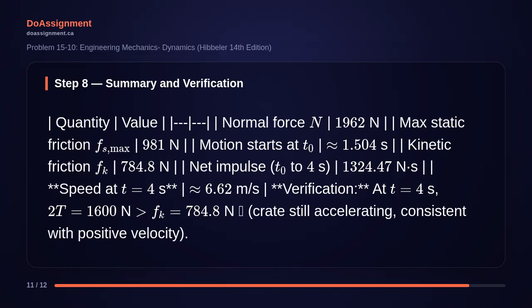As a quick check, at t equals 4 seconds, the net pulling force of 1600 newtons far exceeds kinetic friction of 784.8 newtons, confirming the crate is still accelerating at that instant.